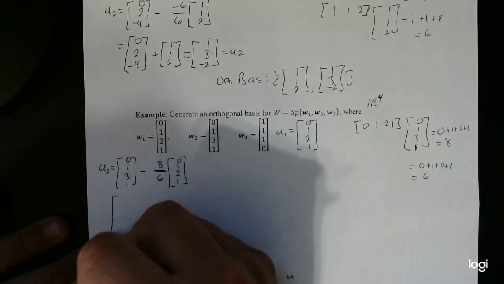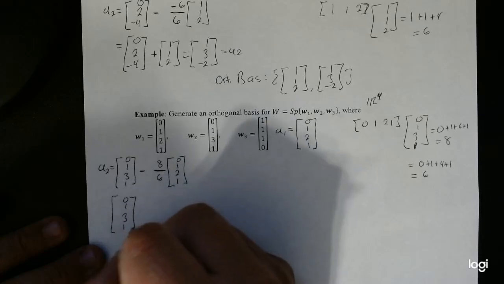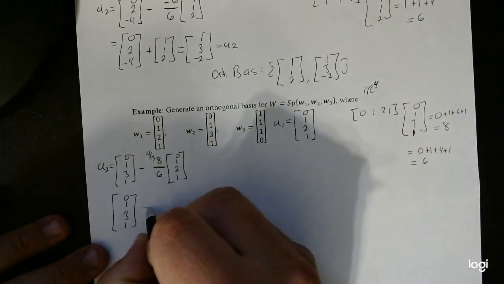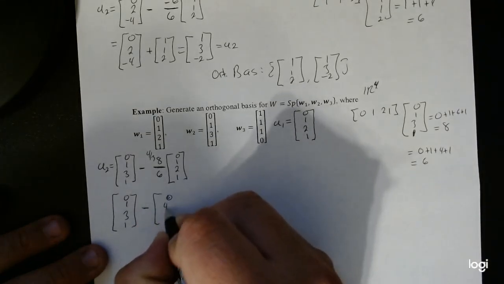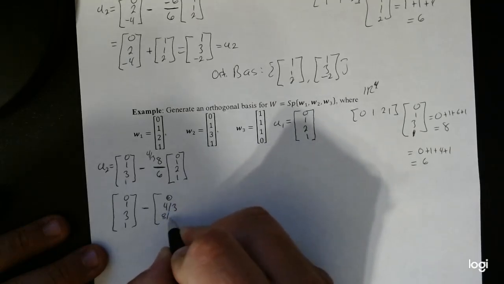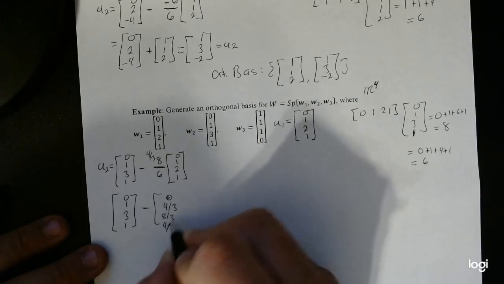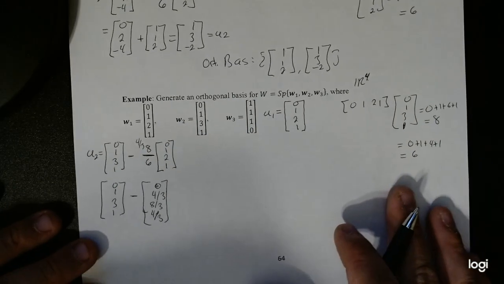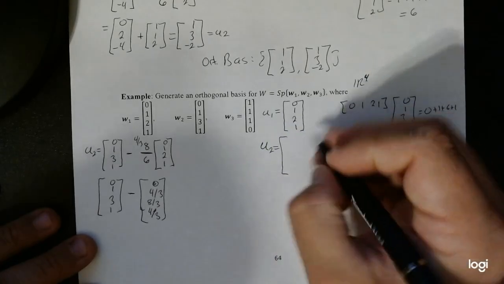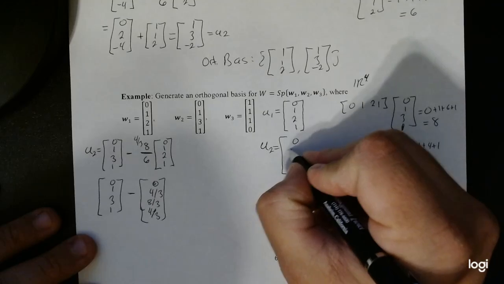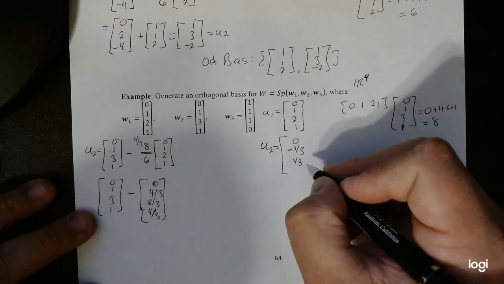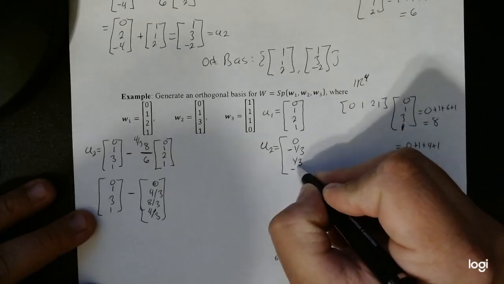I'll simplify this a little bit. This is going to be 4/3. So minus 0, 4/3, 8/3, and 4/3. Therefore U2 is equal to 0, negative 1/3, 9/3, so 1/3, and negative 1/3.